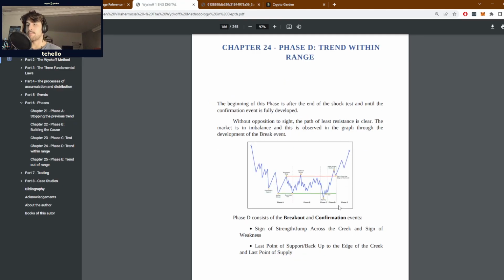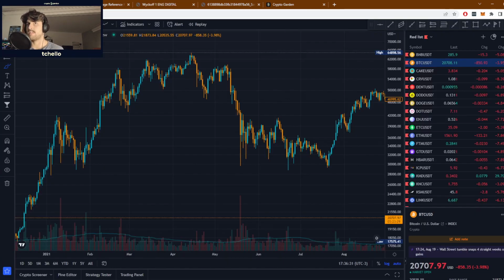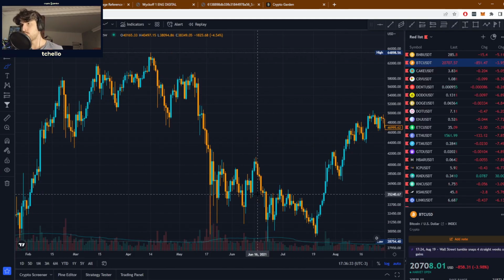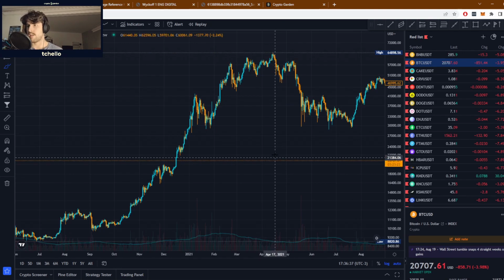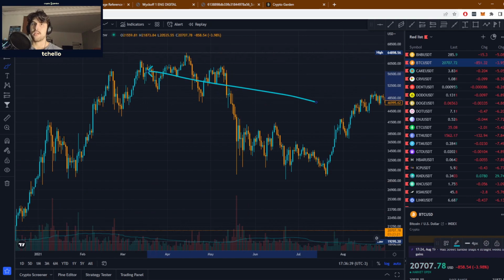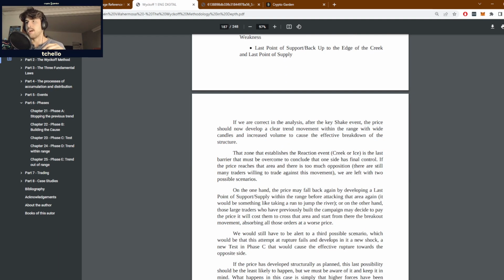Now, phase D, if we are correct in our analysis, if we really do think it is an accumulation event and people are in fact accumulating, is really, really good, because it means that we have a clear trend movement and that we are going to trend towards the other side now. There are the reaction events and whatnot.